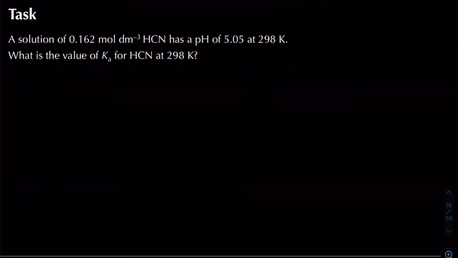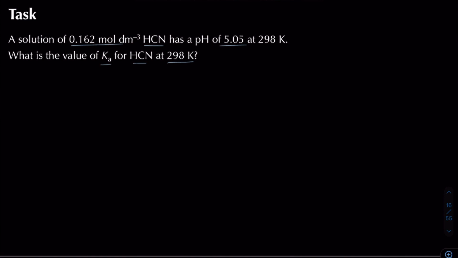So moving on to the next question, feel free to pause the video and have a go. So let's say we were dealing with the following: we've got a solution of 0.162 mole per decimeter cubed of hydrogen cyanide, and it has a pH of 5.05. We're asked to find a value for Ka for HCN at 298 Kelvin itself. So here's the information we know.